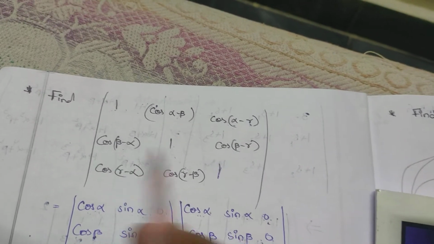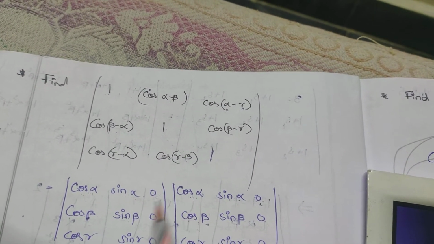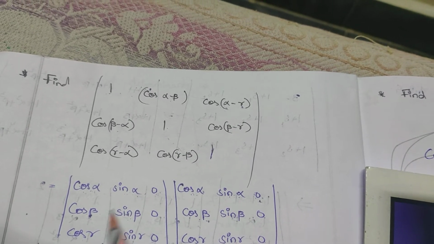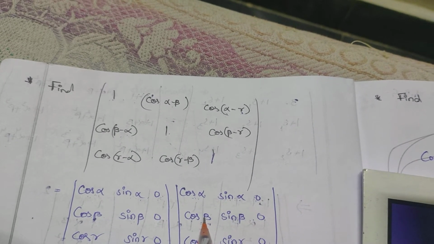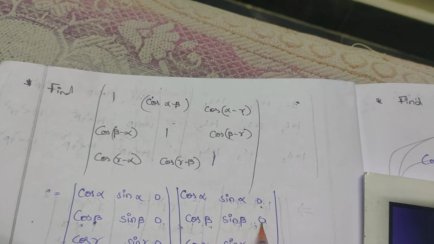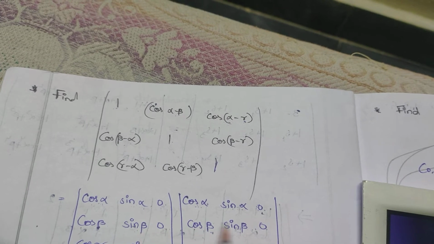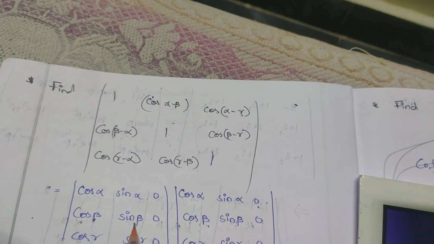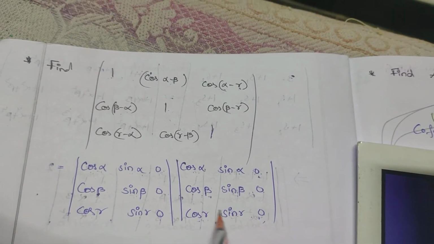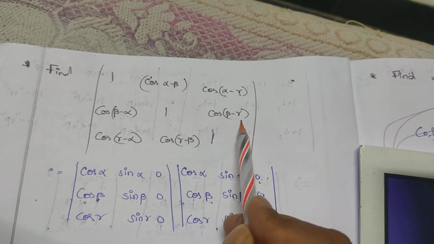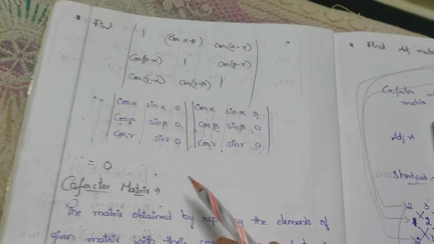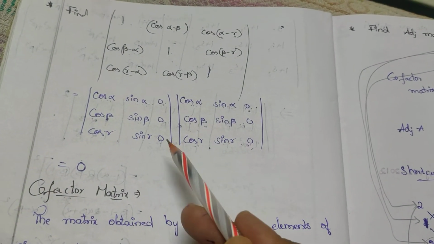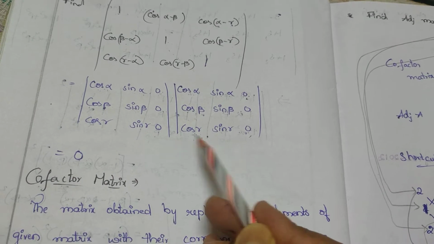Once you check it out, are you getting the second row or not? Cos beta cos alpha plus sin beta sin alpha means cos of beta minus alpha. Cos beta cos beta plus sin beta sin beta plus 0, so that is cos square beta plus sin square beta, which is 1. Next, cos beta cos gamma plus sin beta sin gamma, that is cos of beta minus gamma. We are getting the same. Similarly, we get the same third row also. So in any column or any row, if all entries are zeros, then the determinant is equal to 0. So this determinant is 0, that determinant is 0, and the total product is equal to 0.